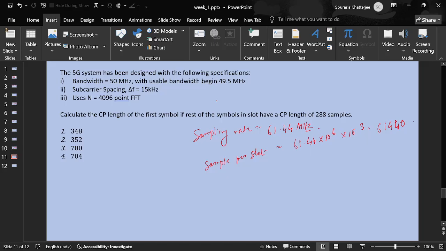Now how many samples per OFDM symbol? 4096. What is the CP length per symbol?